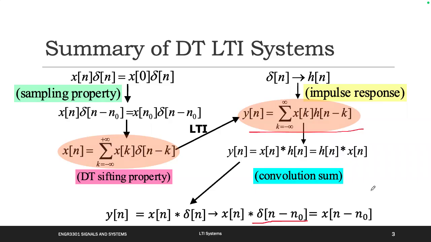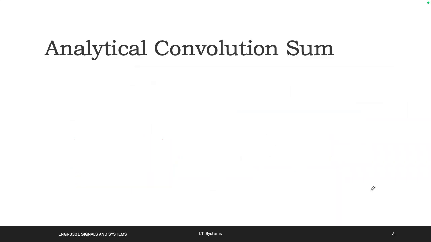Yeah, the shifting property is actually very important. You can see that when you try to solve many convolution sum problems, you always use the shifting property. We have already talked about some examples. Okay, then let's talk about the analytical convolution sum.